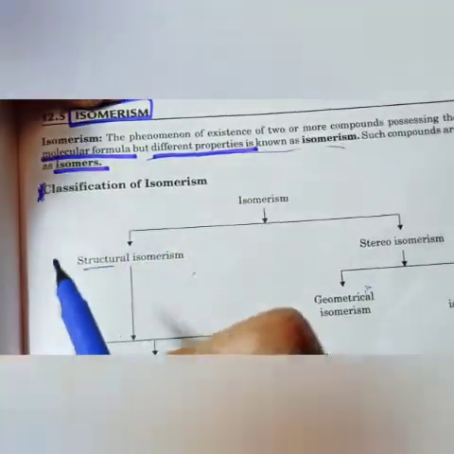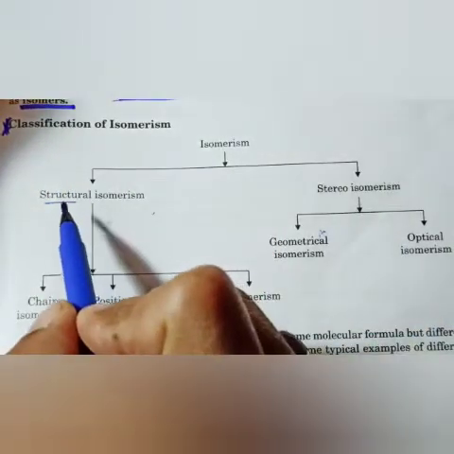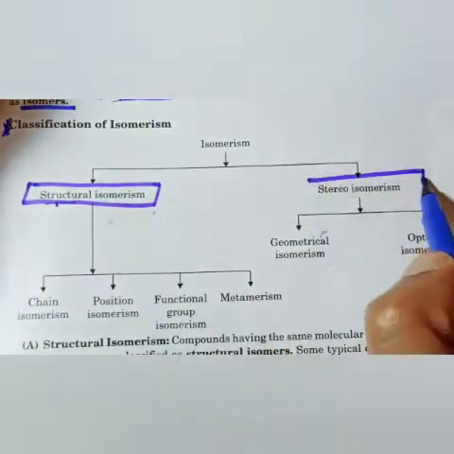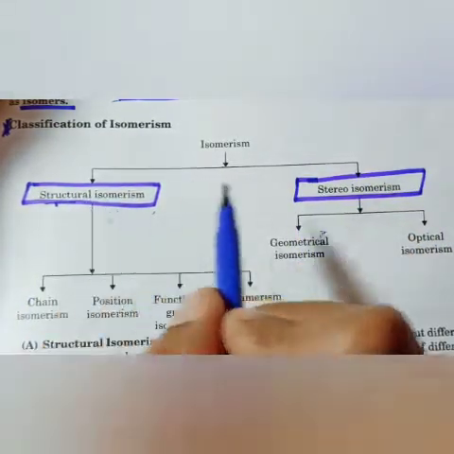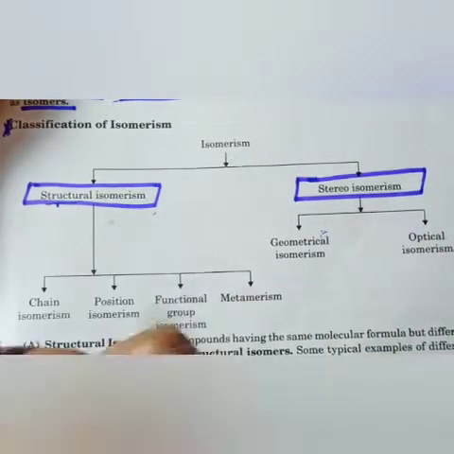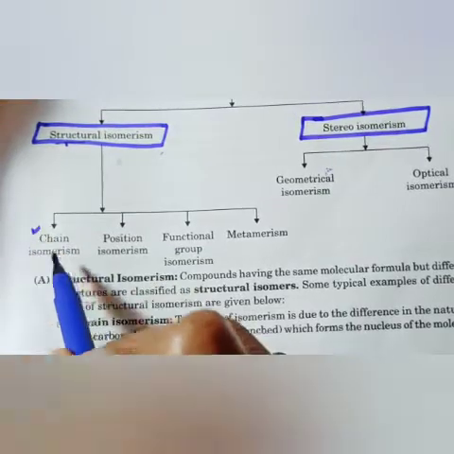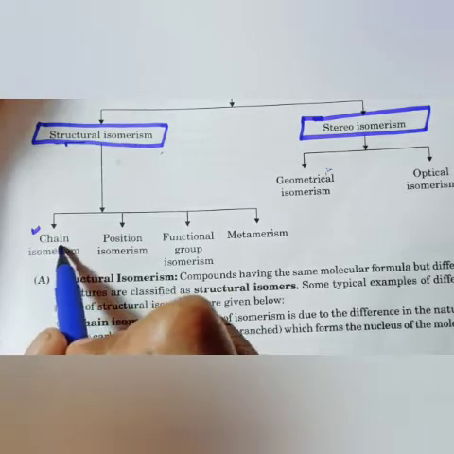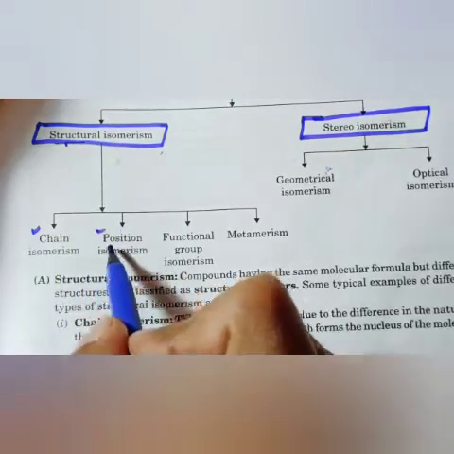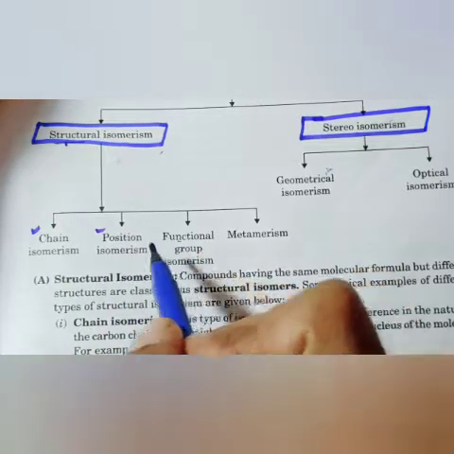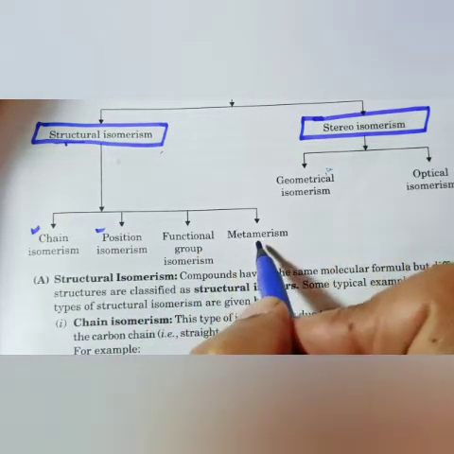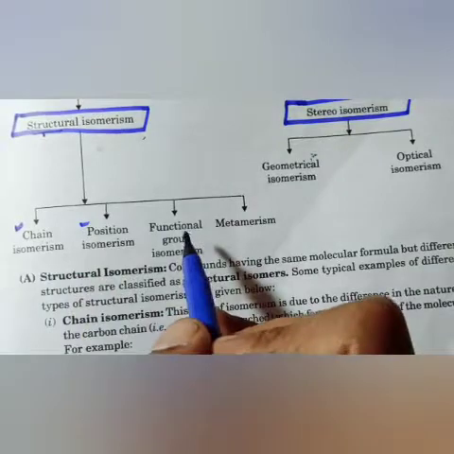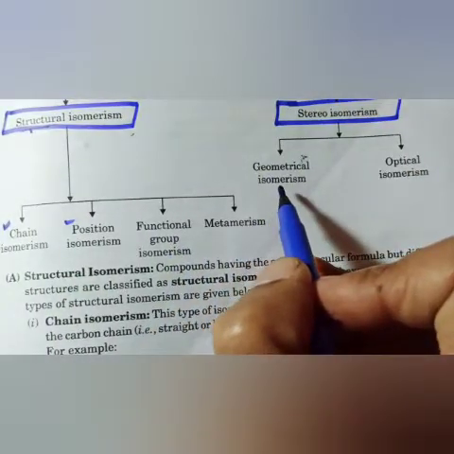So, classification of isomerism. Isomerism is classified into two ways: structural isomerism and stereoisomerism. Structural isomerism is further divided into four subtypes. Chain isomerism, the name itself explains everything. Chain means somewhere the structure will change from chain. Position, functional group, and metamerism work the same way. This is all about structural isomerism, four different types, and stereoisomerism of two types, geometrical isomerism and optical isomerism.